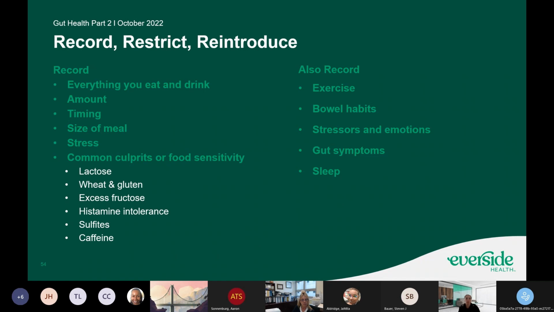You want to record the amount, timing, size of meal, stress levels. That's going to impact it. And then common culprits: lactose, wheat, gluten, excess fructose, histamine intolerance is one. And then sulfites and caffeine. Histamine intolerances mimic the allergic reaction. You want to rule out allergies first.